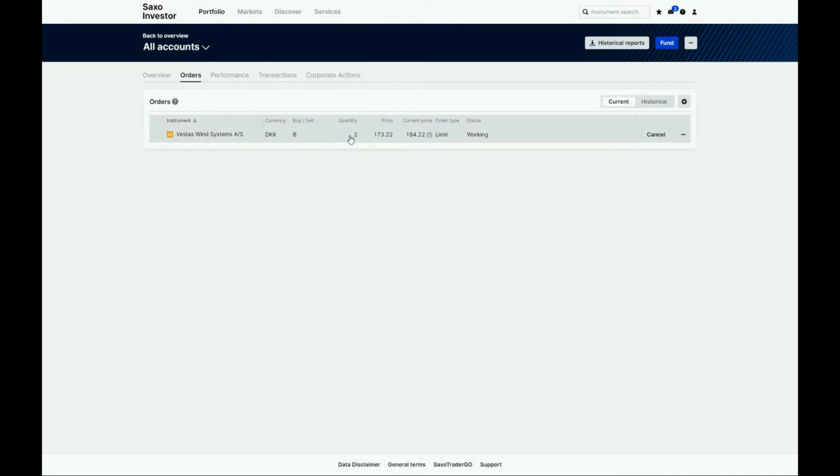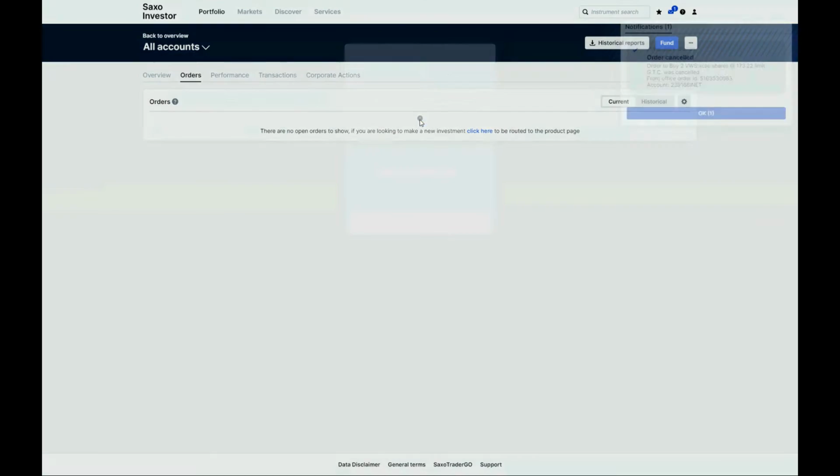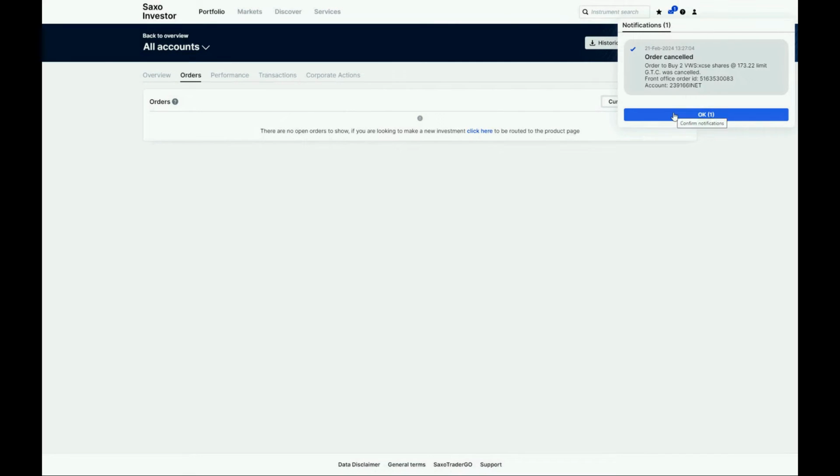Let's just say that a week or 2 has gone by and I've gotten impatient. Vestas is not coming down to the price where I thought it would, and maybe it's even starting to increase. And actually now I just want to be invested, because I'm a long term investor, and maybe I've changed my mind that those 10 Danish kroner won't actually make a big difference in the long run, because I believe that Vestas will go much higher. So I can cancel my order. Cancel order. It's going to give me a confirmation.